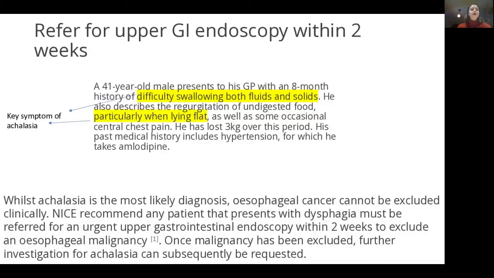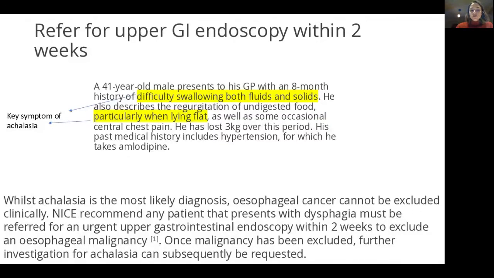Whereas esophageal cancer, for example, would cause dysphagia, but it would be progressive. Because of an obstruction to the lumen that gets bigger over time, it can either be from the outside or from the inside. You initially start struggling to swallow solids, and then over time you progress to not being able to swallow liquids either.